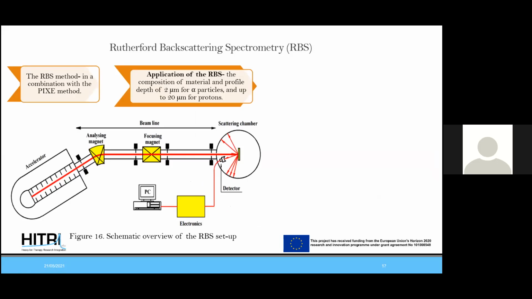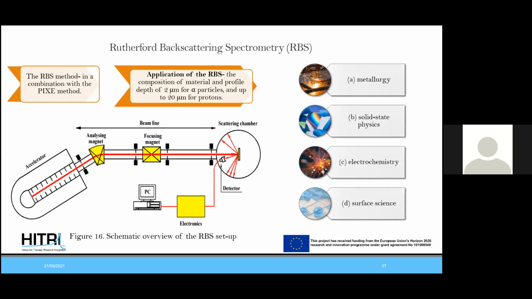This method we chose because it can be combined with PIXE, since it uses the same electronics. RBS is used for atoms that have atomic number less than sodium, and PIXE for higher ones. RBS is more for solid state materials. And here I just put applications in metallurgy, solid state physics, electrochemistry, and surface science.